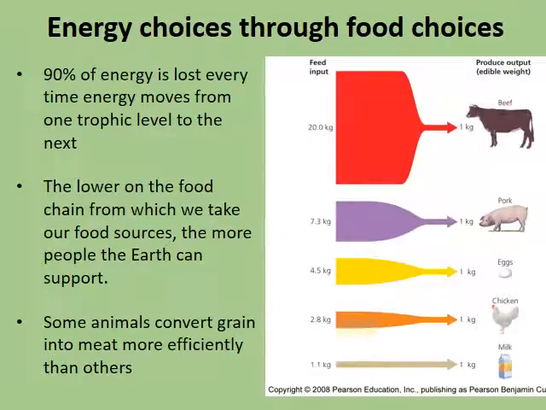Because of the rule of 10%, 90% of your energy is lost as you move up from trophic level to trophic level. So the lower you eat on the food chain, the more energy there actually is. It takes 20 kilograms of grain to produce 1 kilogram of beef. It's less for pork, less for eggs, even less for chickens, and then less for milk. However, 1.1 kilograms of feed is still used to make 1 kilogram of milk. Your energy is always decreasing. You can't get something for nothing.